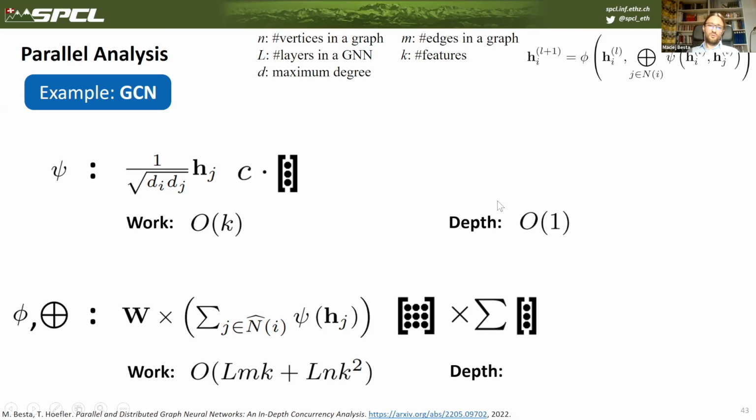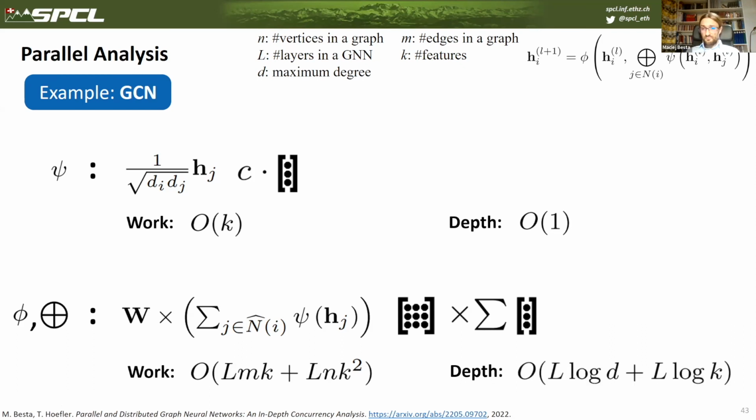It doesn't look horrible, but it also doesn't look like something with very low work. Right, so we have this square number of features, which may actually get quite large. So we may be a bit worried about how much work we need to throw at this model. But it turns out that the depth is actually very nice.